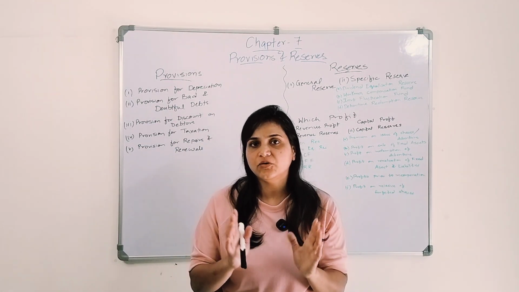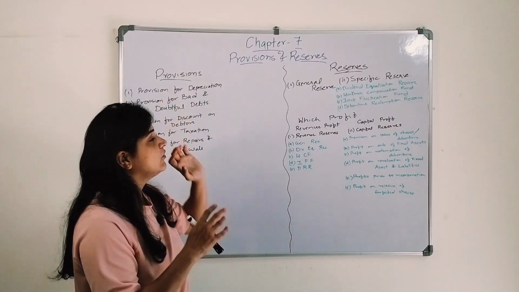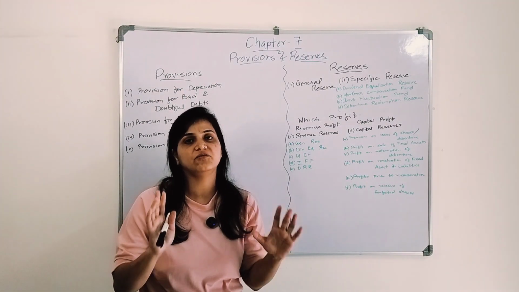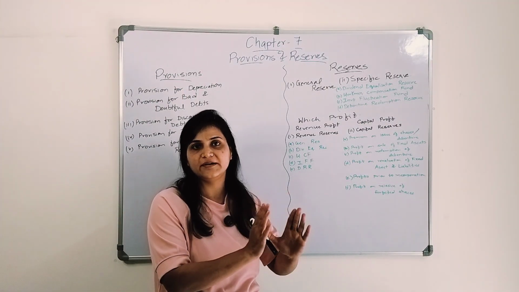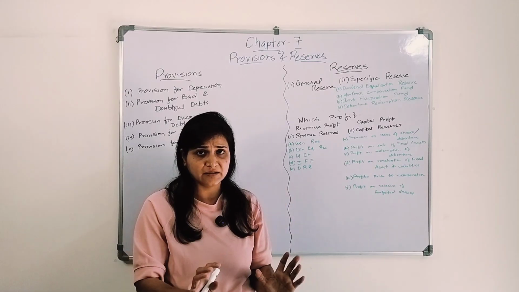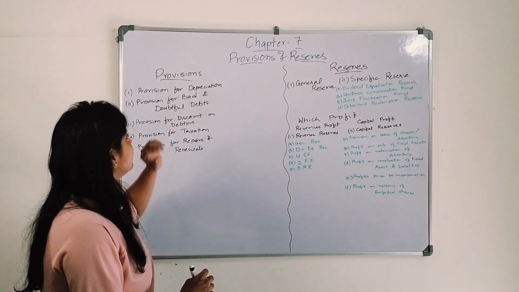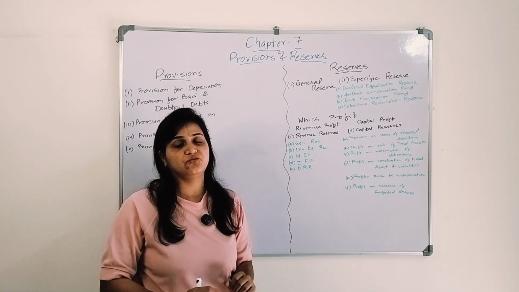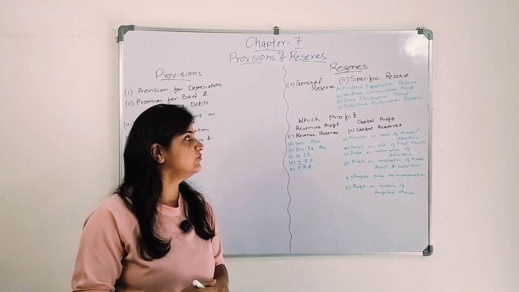Now what are those provisions? The first could be the provision for depreciation. What is provision for depreciation? We already studied it, so let's not waste time in this particular video. Second is provision for bad and doubtful debts. Now what are bad and doubtful debts?